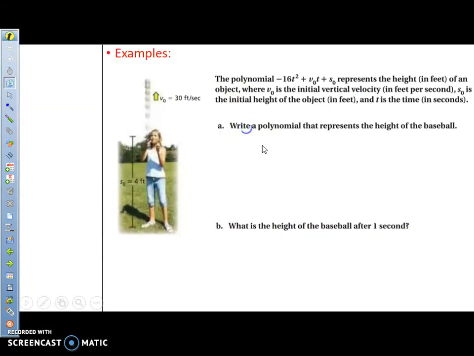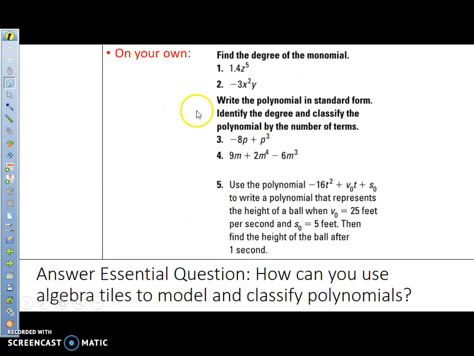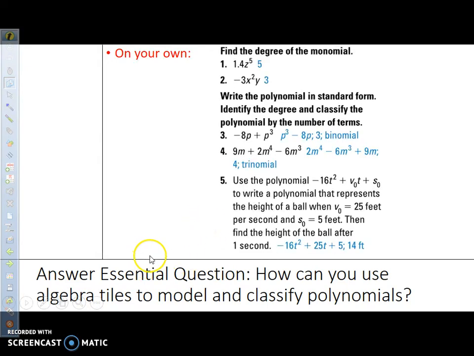Awesome. Go ahead and try these on your own, 5 on your own problems, and when you're ready to check your answers, go ahead and press resume. Thank you for trying these on your own problems. Here is what you should have gotten.